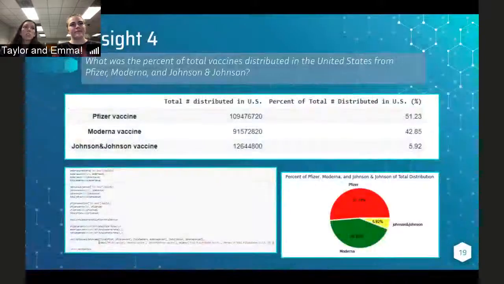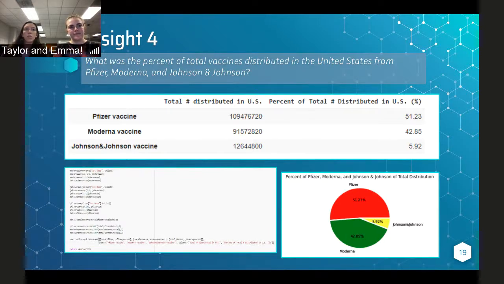So for our fourth insight, our goal was to find the total number and percentage of each type of vaccine distributed across the United States to better understand the magnitude of distributions per company. We hypothesized that the Pfizer vaccine would have the highest distribution throughout the U.S., and that Pfizer and Moderna would both be significantly higher than Johnson & Johnson. Through June 21st, 2021, we found that 51.23% of the vaccines distributed were Pfizer, 42.85% were Moderna, and 5.92% were Johnson & Johnson, which confirms our initial hypotheses, and you can also see this in our pie chart.